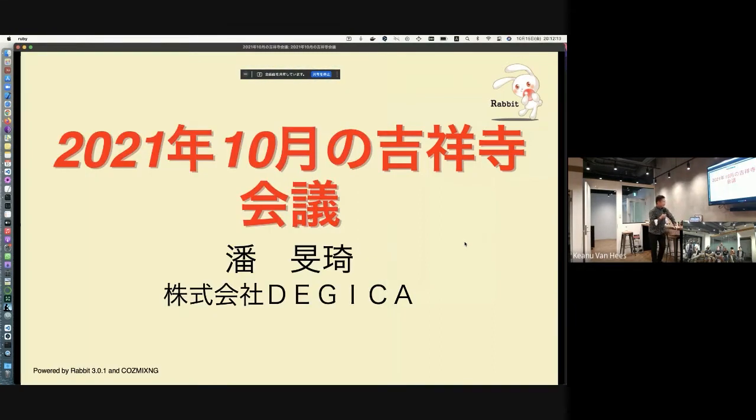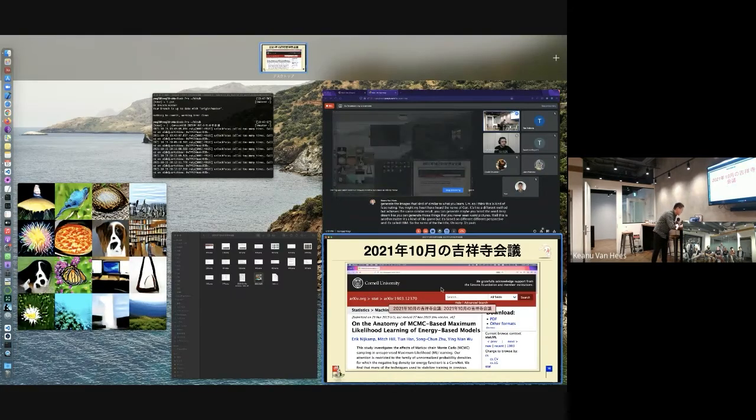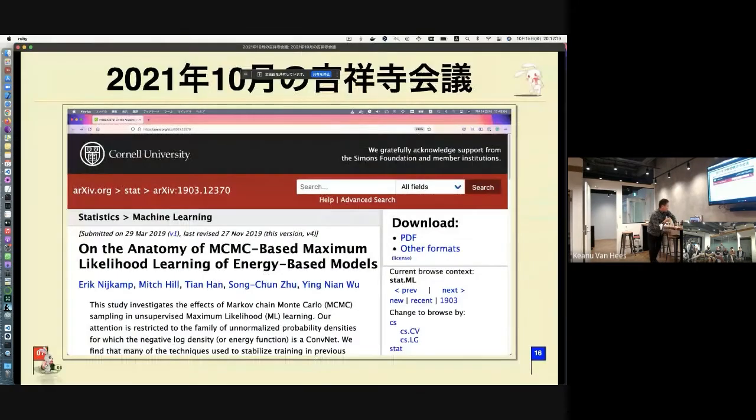So the title of the paper is On the Anatomy of MCMC-Based Maximum Likelihood Learning of EBM. That's what I'll talk about. EBM is the last part of it. I will spend a lot of time introducing some of the terminology so that we understand the background. Energy-based models, like I mentioned, are a different way, kind of similar to GAN, but based on something called energy.